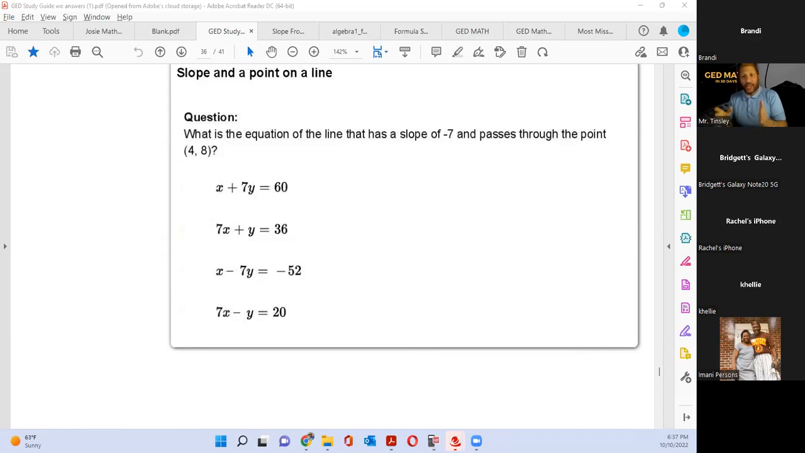So what I want you to do is say, you know what? This problem is a little difficult. I can't do this problem. What did Mr. Tinsley tell me to do? Skip it and flag it for review. Why? Because the next problem is going to be easy. Easy, medium, hard. So that hard problem, that difficult problem, the next one is going to be easy.